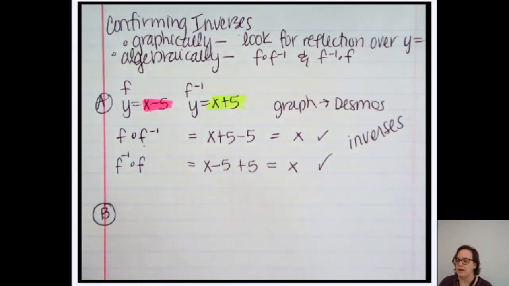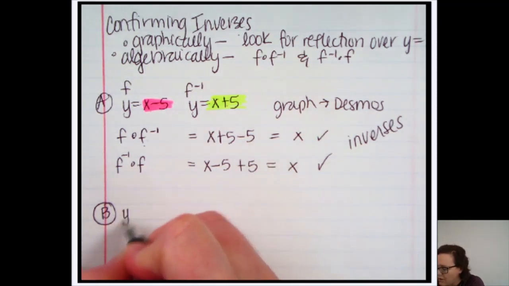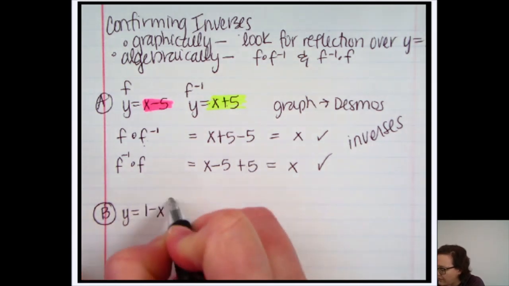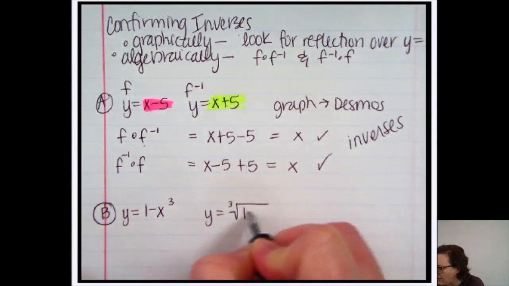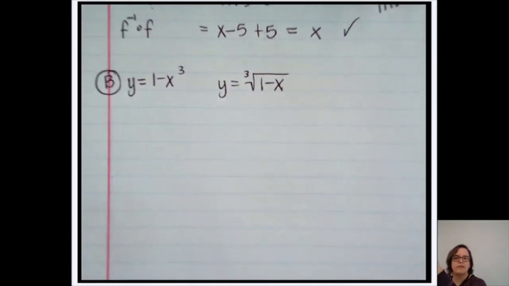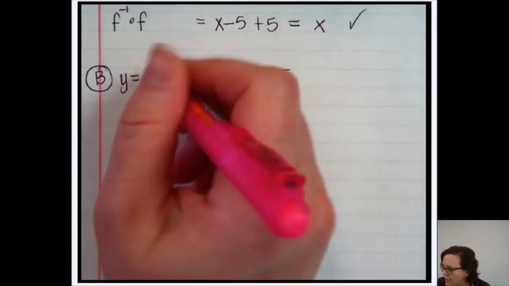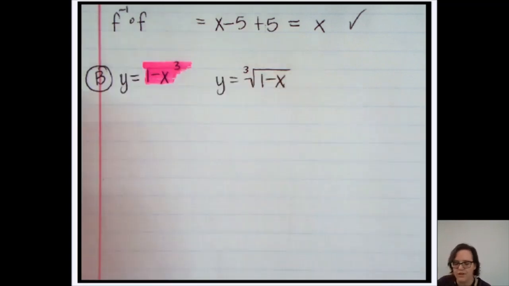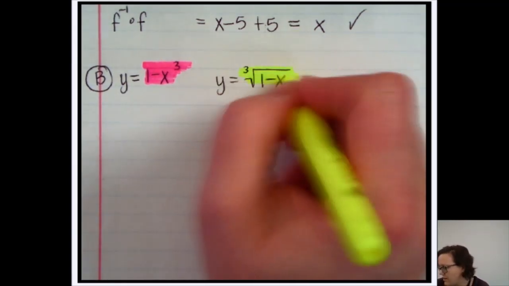So let's try another one. How about y equals 1 minus x cubed and y equals the cubed root of 1 minus x? Are you surprised to see that there's an x cubed on one side and a cubed root on the other? Hopefully not. Cubed roots and cubes do go together.